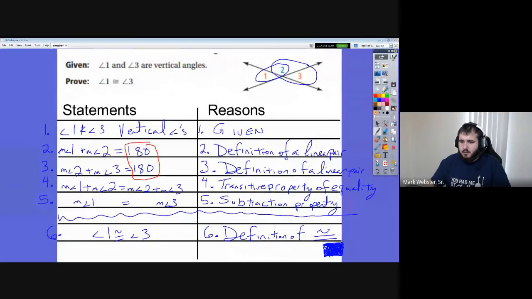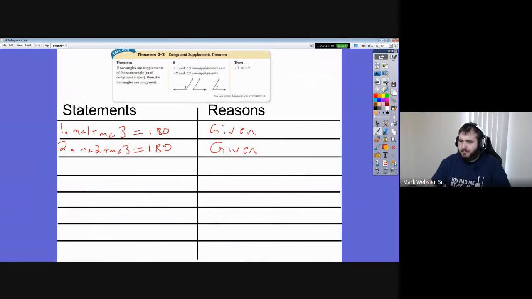I know that I've got two pairs of angles that add up to 180. So don't they add up to each other the same way? So can't I just say, by the transitive property, the measure of angle 1 plus the measure of angle 3 equals the measure of angle 2 plus the measure of angle 3. And this is equal, so it's equality.